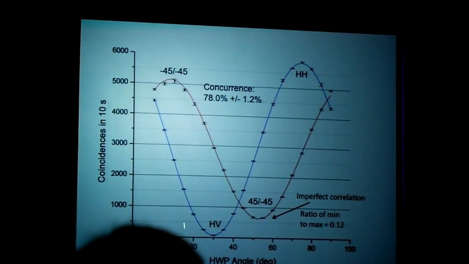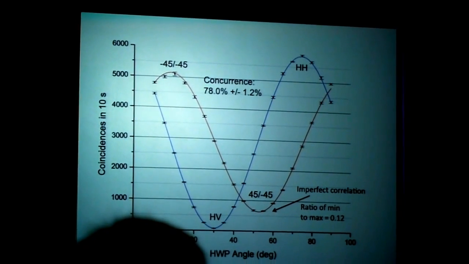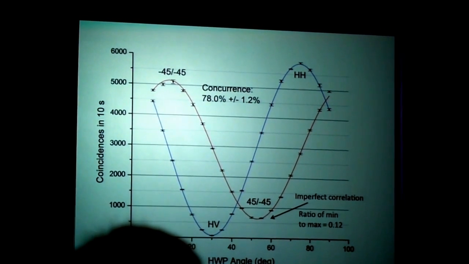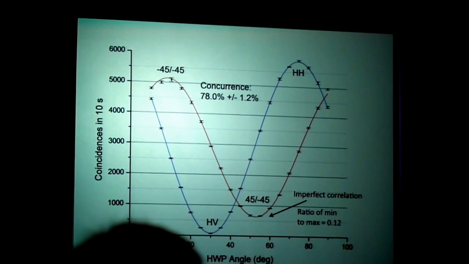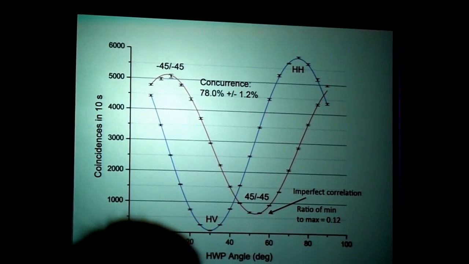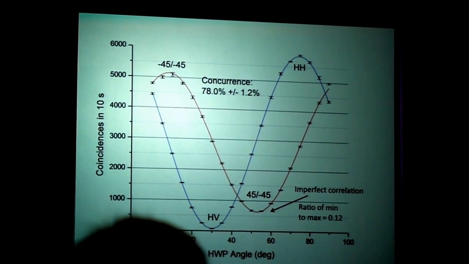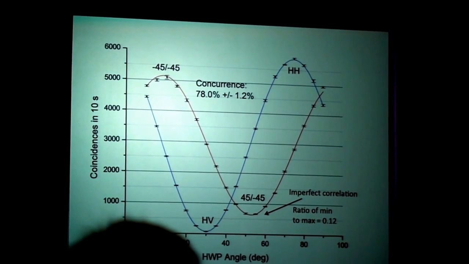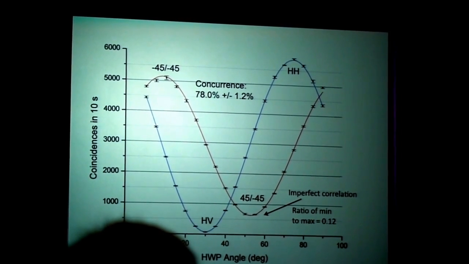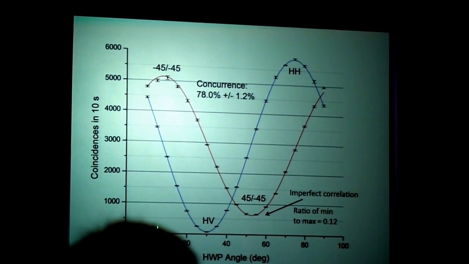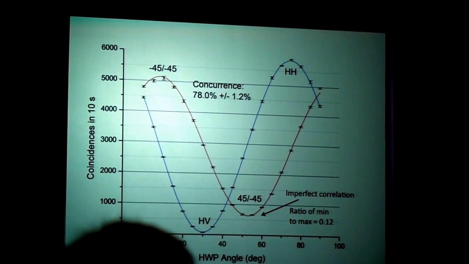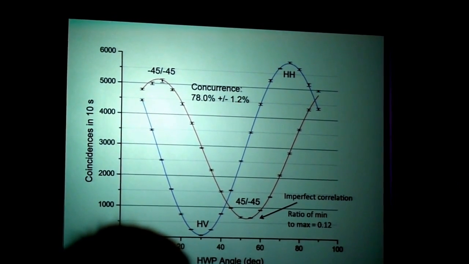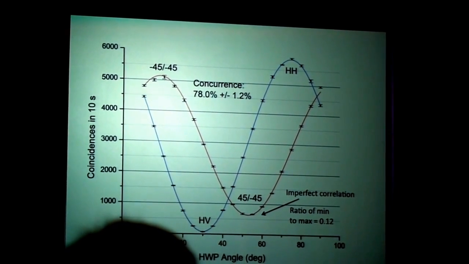So the blue line shows the correlations in the horizontally and vertically polarized photons. So we expect these correlations to be very good because that's where we're producing our state correlated to those polarizations. But then when we switch the basis, the correlation in that basis will tell us how much entanglement we have. And we see here, the 45 minus 45 counts are pretty far from zero. There's a 0.12 ratio of the minimum to the maximum here. So that means we're not completely correlated.